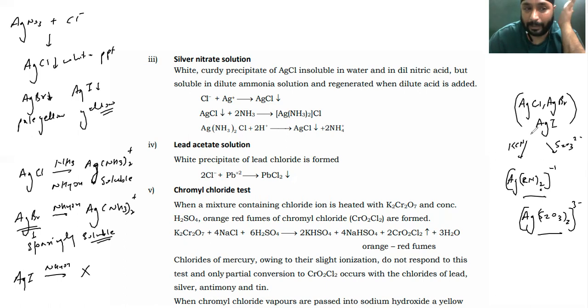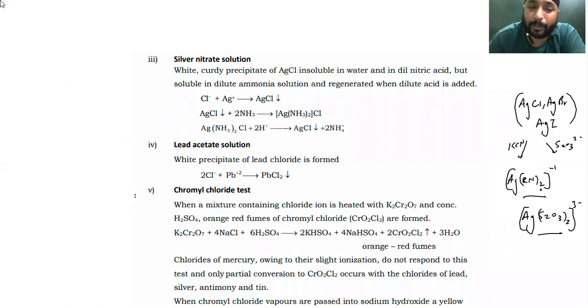I guess you will come to know that the differentiation between the AgCl part, AgBr part and AgI part is very important. Now we'll again continue with the chloride test. AgNO3 with Cl minus produces a white precipitate which is readily soluble in ammonia water or ammonia solution.